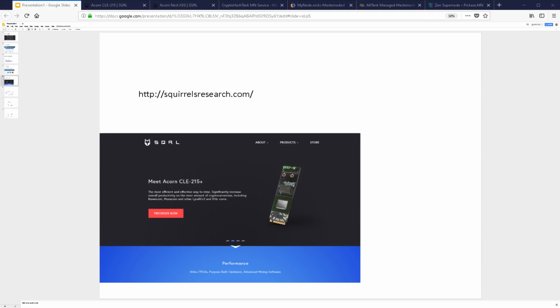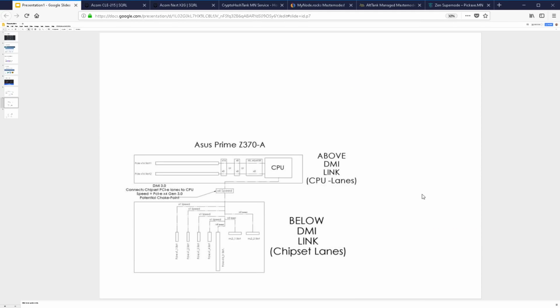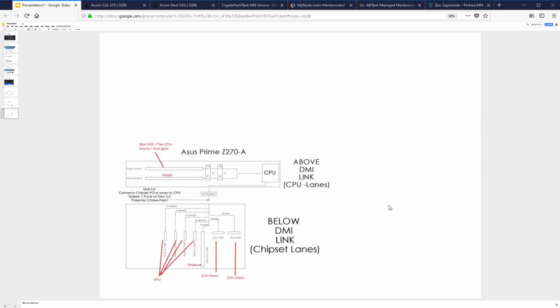If you go to the last slide, that one, actually, I got that one on the last slide, on the PowerPoint presentation. So I've got the Asus Prime Z270, and we can talk about how many Acorns you can get on there. This is quite interesting for me, because this is obviously the motherboard I've got, and it's got Nest, X2G, and 2 Acorns plus 4 GPUs. The other one says empty, so that's the PCI Express slot.